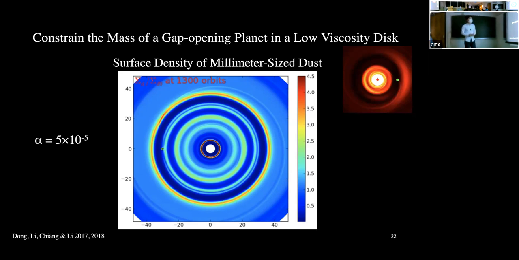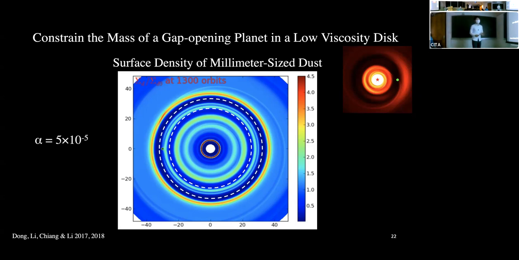All right, so coming back to our simulation. Among all these gaps, let's pay attention to these two gaps. They're on the two sides of the planet orbit, and they sandwich a ring of material in between. And these two gaps themselves are sandwiched by another two rings on the inner and outer side. So in total, we're looking at a very characteristic triple ring and double gap structure.